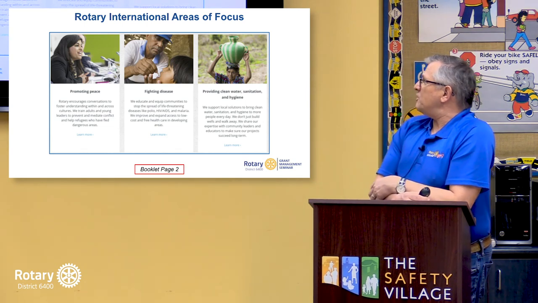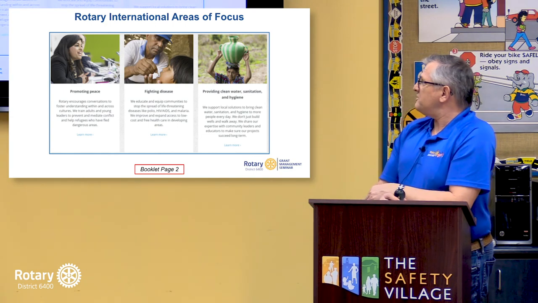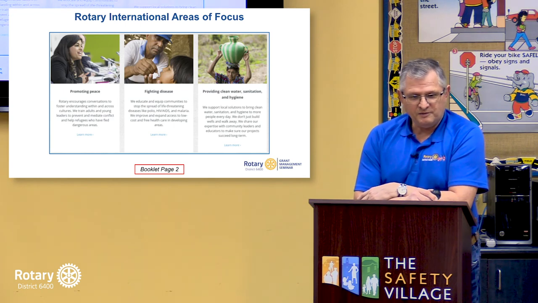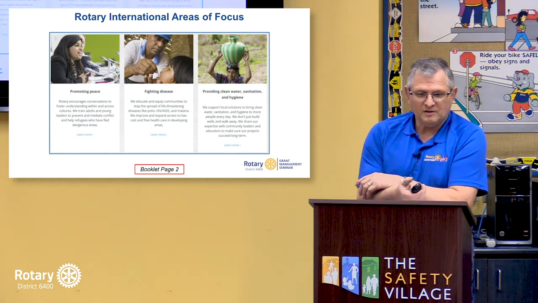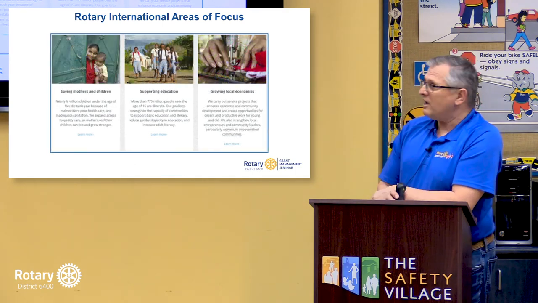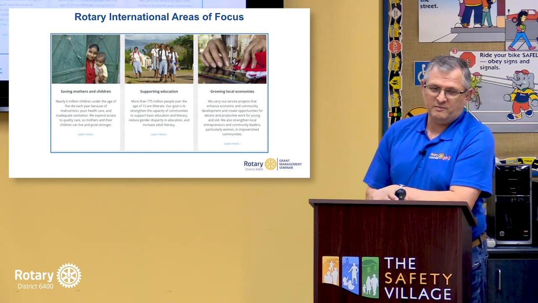There's promoting peace and conflict resolution, fighting disease, providing clean water, sanitation, and hygiene. There's saving mothers and children, maternal health and child care, supporting education, and growing local economies.